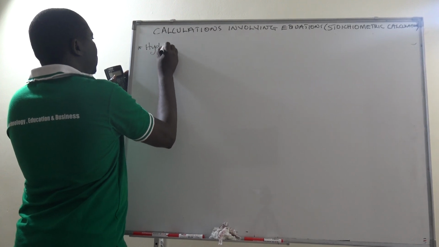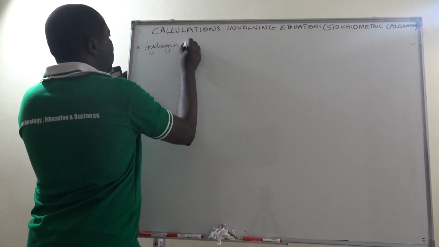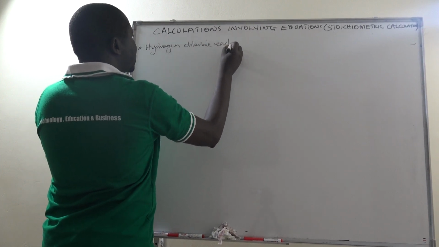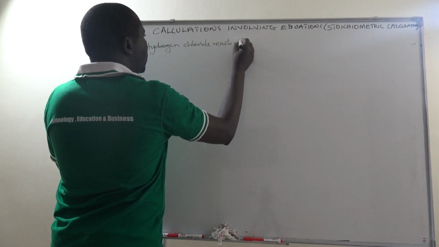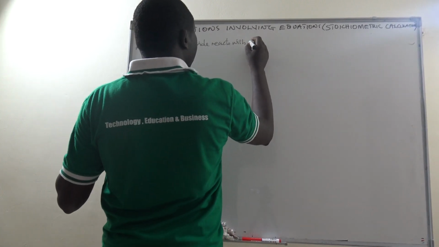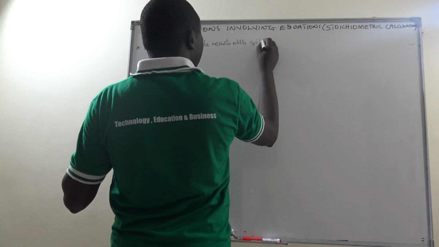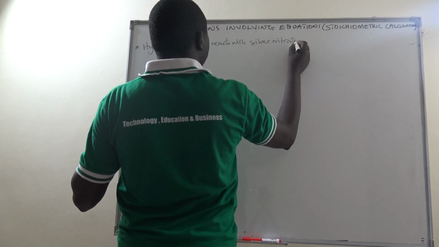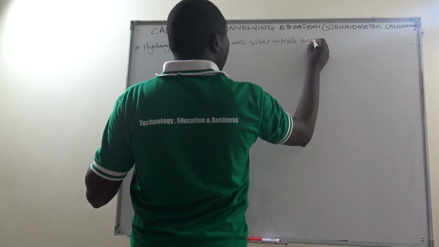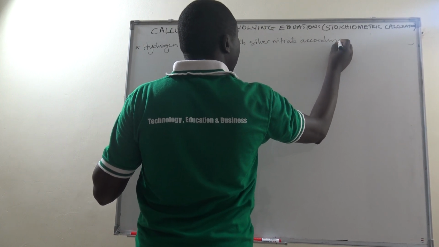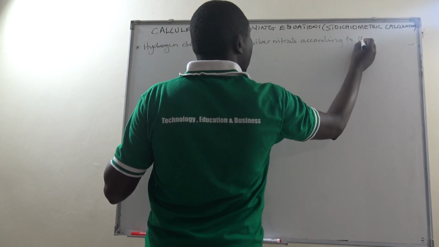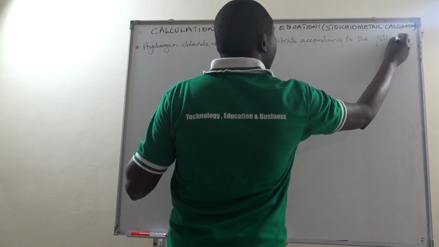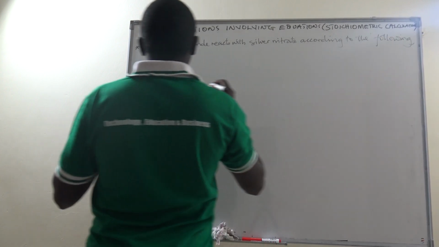Hydrogen chloride reacts with silver nitrate according to the following equation.